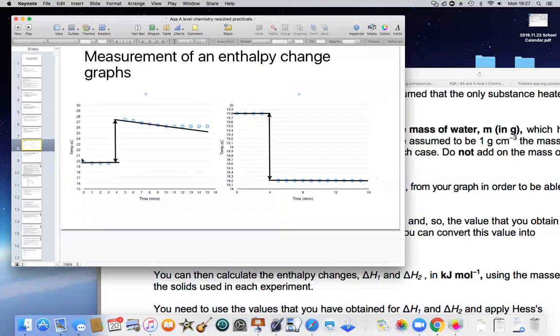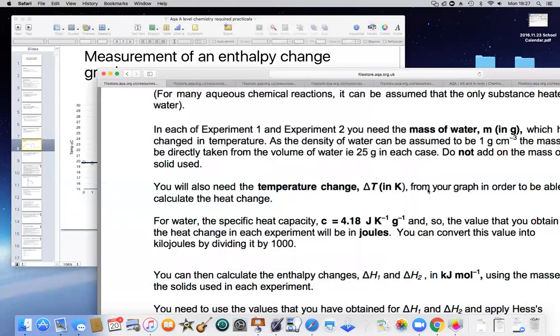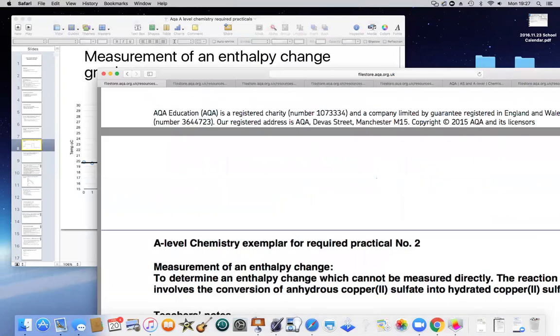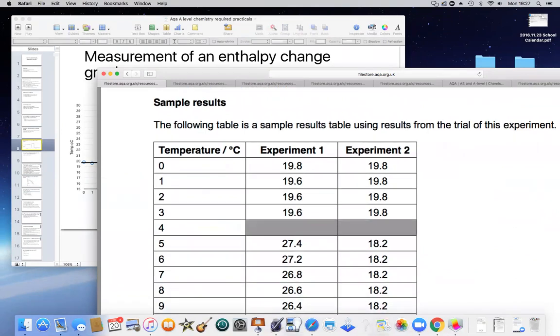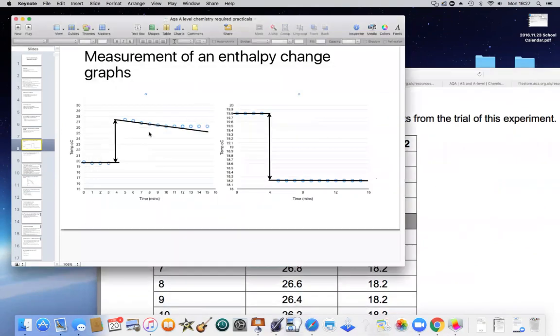So the first reaction, if we have a look at the data, move right down, you can see that's experiment 1, so that's the anhydrous copper sulfate. It's an exothermic reaction, and you would expect the temperature after the reaction to drop and to continue dropping.